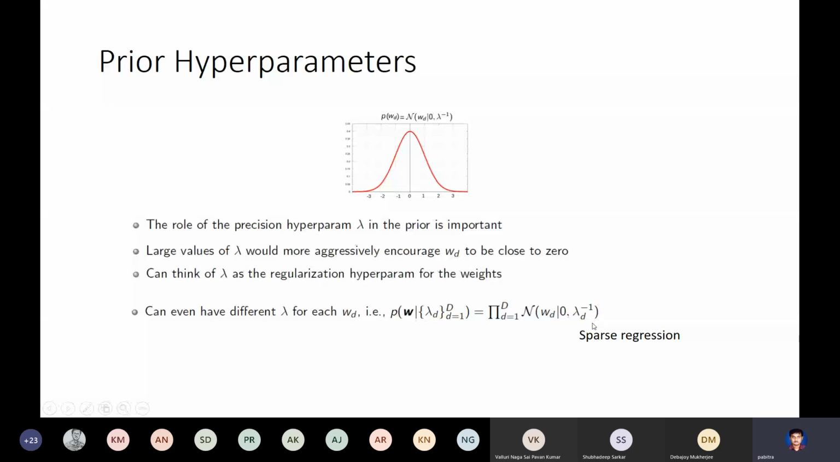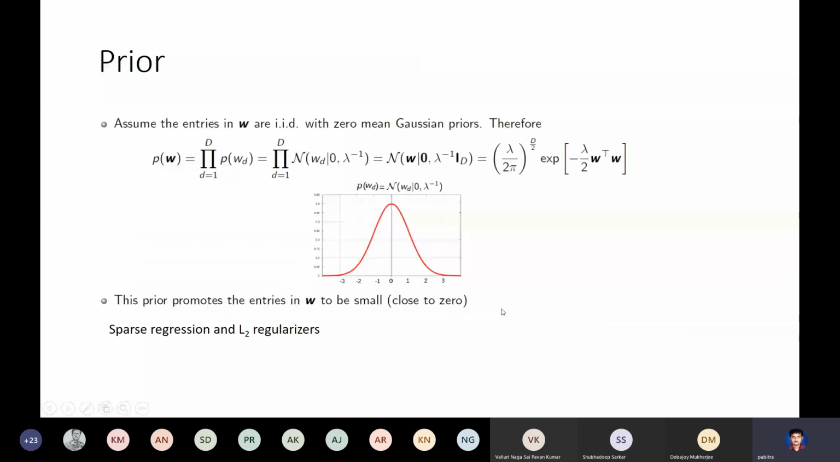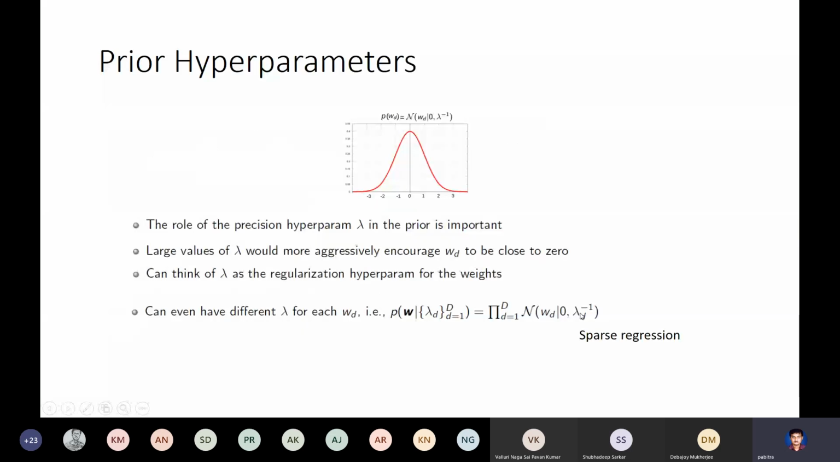Note the difference: if you assume the same prior, the expression is kind of simple. Here it is not very simple. It's the product of normal distributions, which need not be normal. But the advantage is that now, if we take this prior and each of the priors wants to stay close to zero, we can have something called sparse regression. So if the capital D is very large, we can make most of the W_d to be zero, or their priors to be near zero.